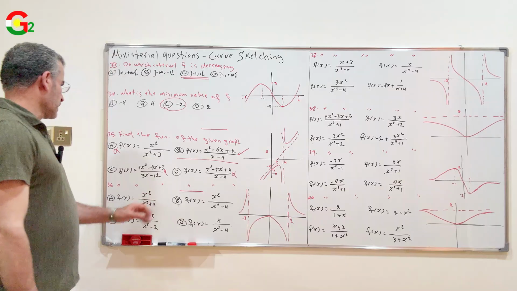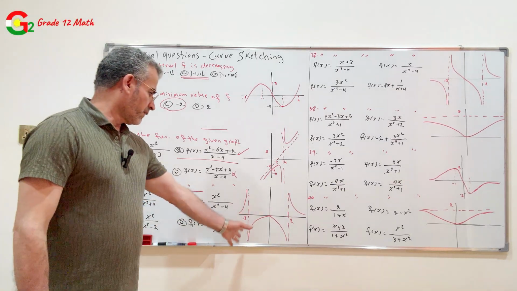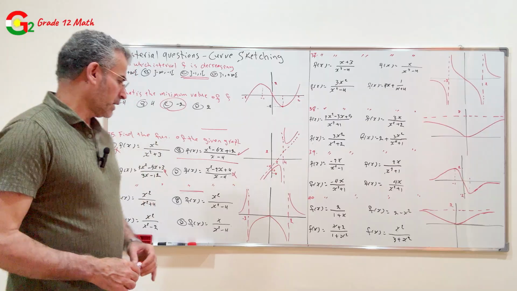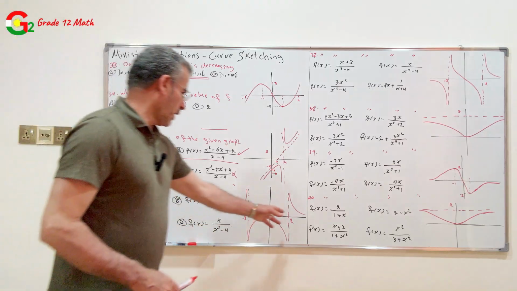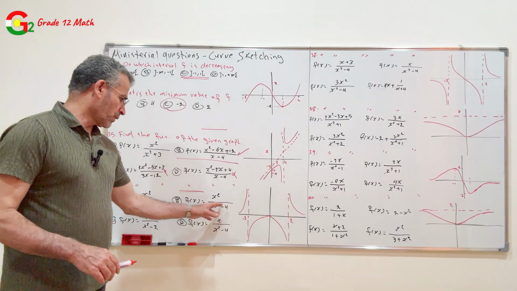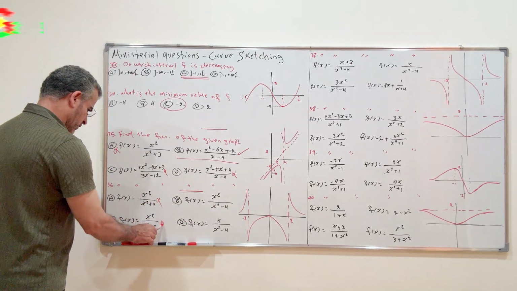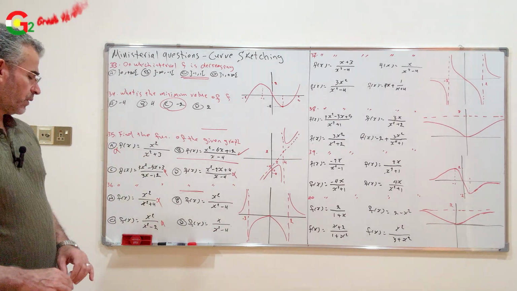Question number 36. Find the function of the given graph. As you see, the graph has two vertical asymptotes at 2 and negative 2. Therefore, we want the function with x power 2 minus 4 in the denominator. The first choice and the third choice are wrong.